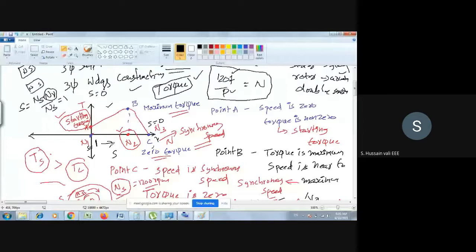Initially the slip is maximum because the rotor speed is 0, so Nr will be 0 and Ns by Ns is 1. Now you go on decreasing the slip, and at one point the slip becomes 0. So the scale you can take like this: either speed increases in this direction, or slip increases in this direction. Both kinds of axes you will find in several documents.